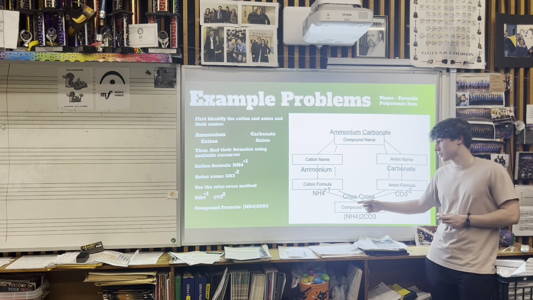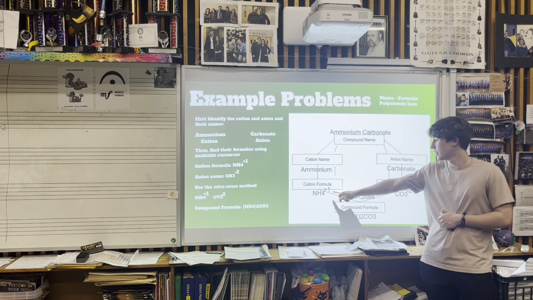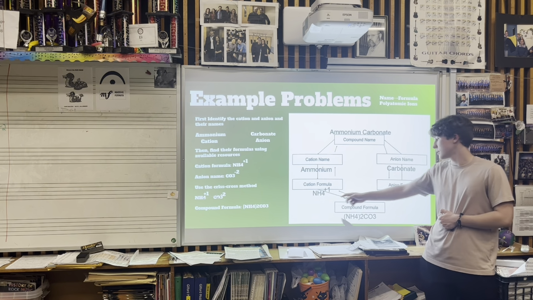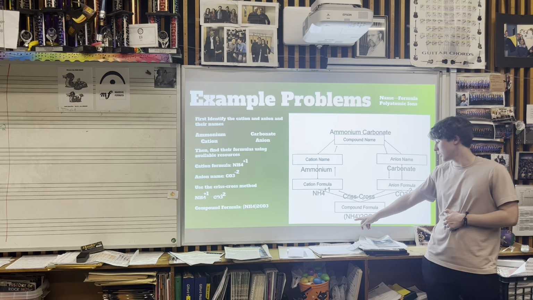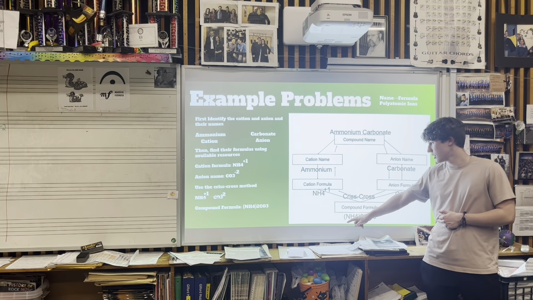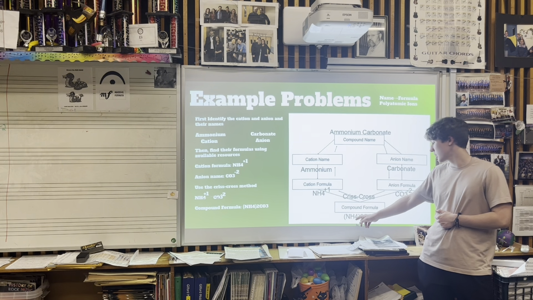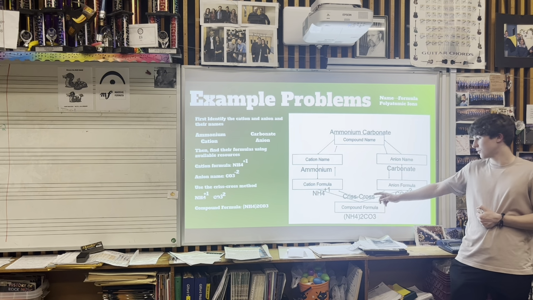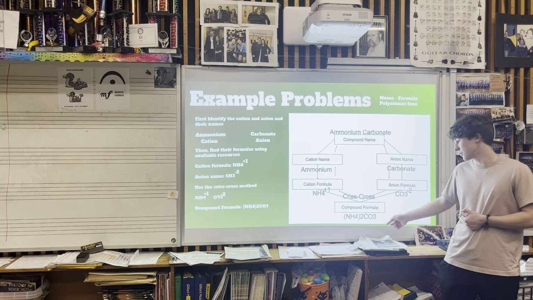And then you want to use the crisscross method here. So you put 1 as a subscript for carbonate and 2 as a subscript for ammonium. And then make sure not to combine subscripts, which I was talking about earlier. Write ammonium, or NH4, in parentheses, and then put the subscript after it. And then when you have 1, you don't need to write a subscript, so you have CO3.